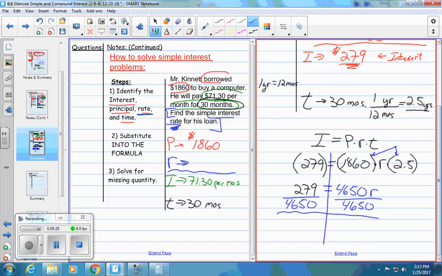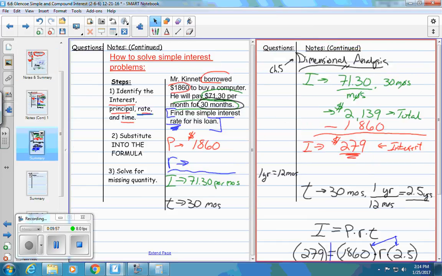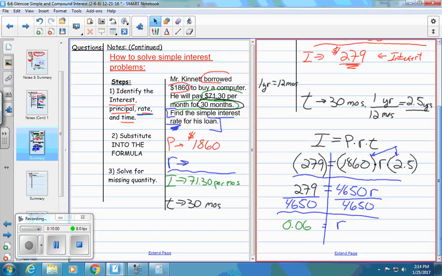And again, we're going to stick that in our Google calculator. 279 divided by 4,650 is 0.06. And since we're using our simple interest formula, the rate has to be converted from a percent to a decimal first, and we're going backwards, so we're going to have to change our decimal back into a percent. To change that decimal back into a percent, we move its decimal point twice to the right. So our interest rate is 6%.